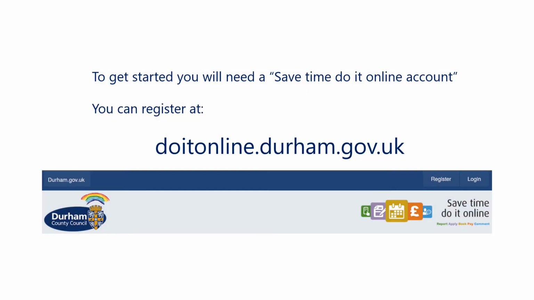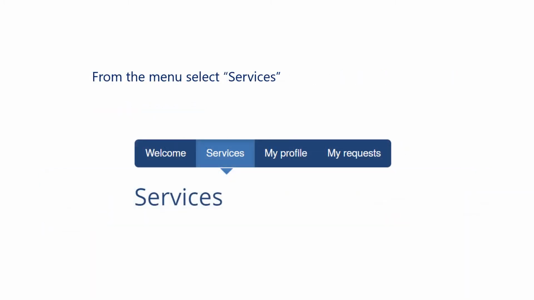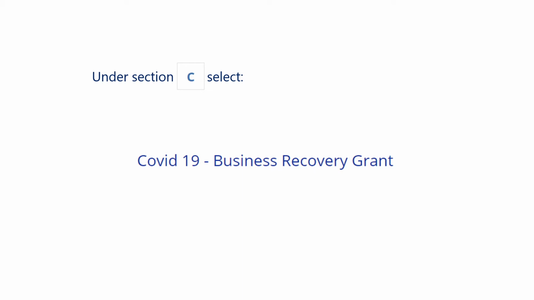To get started, you will need a Save Time Do It Online account. You can register at doitonline.durham.gov.uk. From the menu, select Services. Under the section C, select COVID-19 Business Recovery Grant.